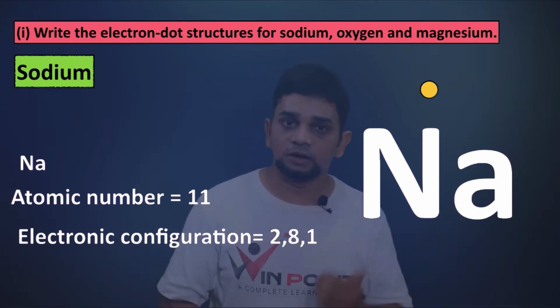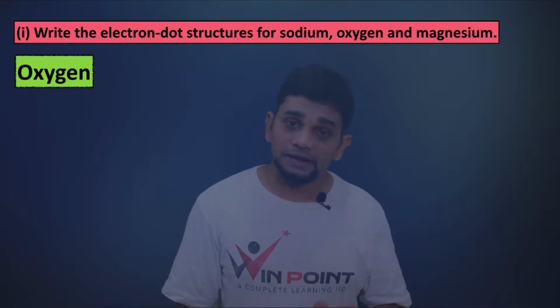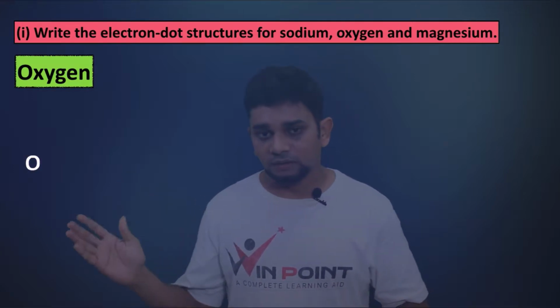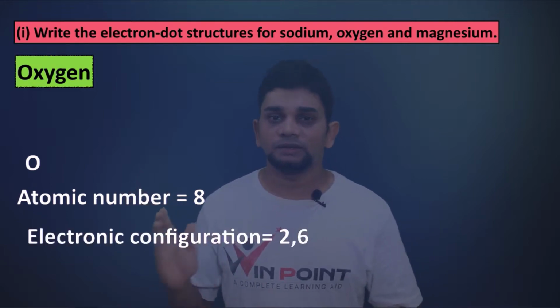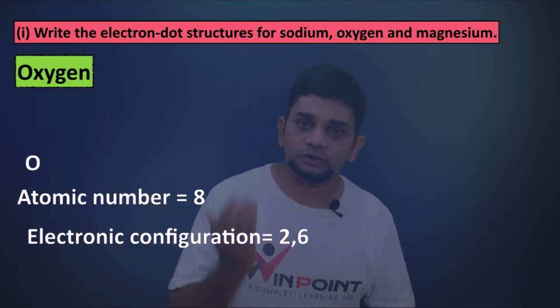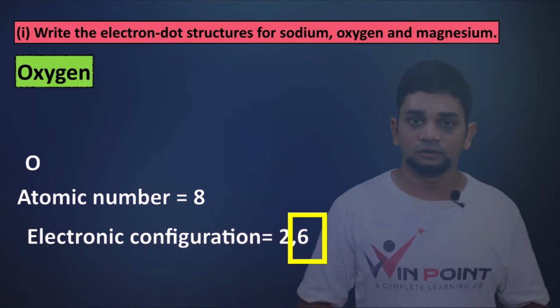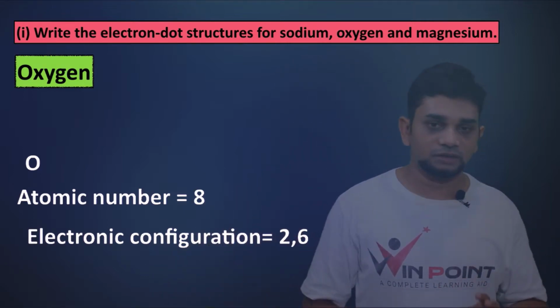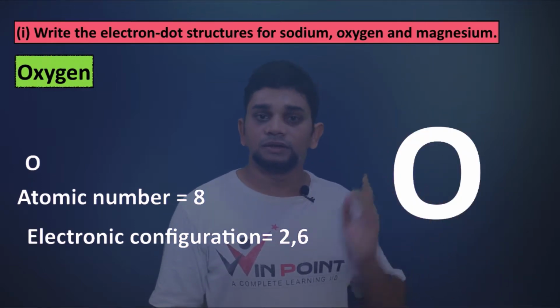Next we can write the dot structure of oxygen. What is the symbol for oxygen? O. Atomic number is 8. The configuration is 2, 6. In the outermost shell, how many electrons are there? There are 6 electrons. 2, 6 means there are 6 electrons. So we are going to write the dot structure. Electron dot structure will be O with 6 electrons.